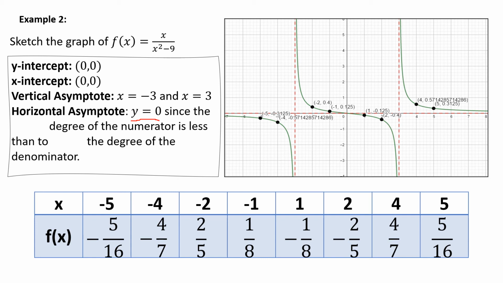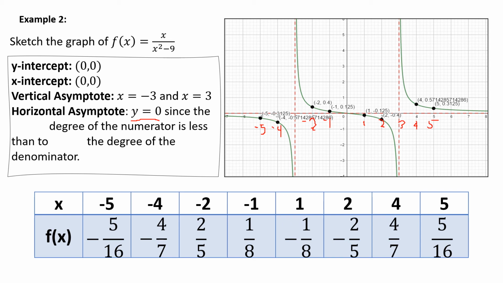Okay, next is to create a table of values by getting any points from our x-axis. The points I picked on our x-axis are negative 5, negative 4, negative 2, negative 1, 1, 2, 4, 5. It depends on you, as long as the points can be found on our x-axis. So here is -1 on the x-axis, and then -2, -3, -4, -5. Okay, and then +1, 2, 3, 4, 5.